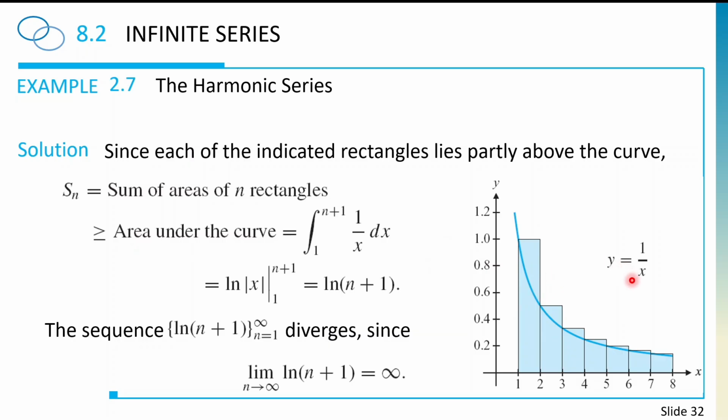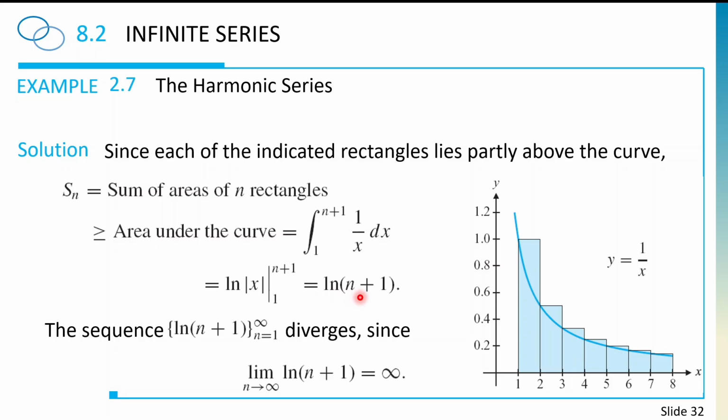And how do we represent the area under the curve? This is one of the applications for the integration. So the integration from 1, we start from 1, the last one is n plus 1. The integration from 1 to n plus 1 for 1 over x is what actually represents the area under this curve. Try to find this integration. The integration of 1 over x is ln x, evaluated from 1 to n plus 1. This is ln of n plus 1.